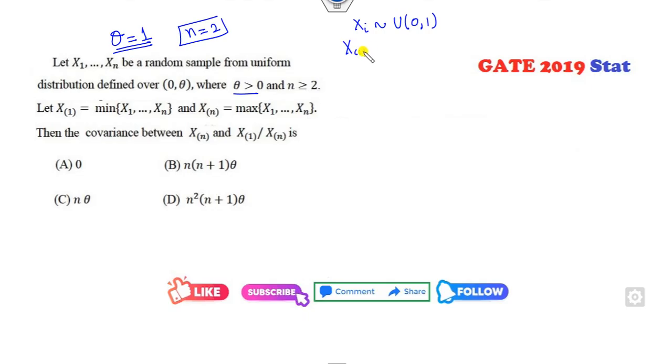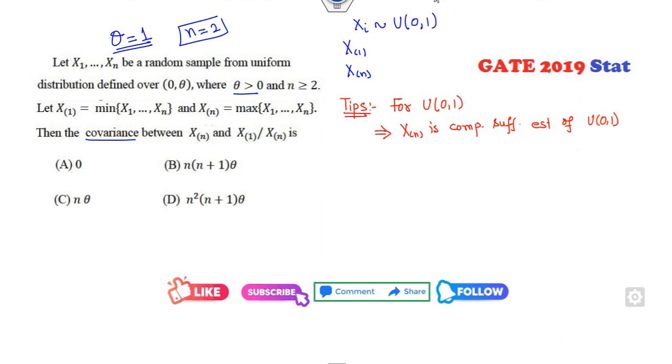x1 is my minimum, xn is my maximum. Then find the covariance between them. First tip for you: we all know when you have a uniform distribution on (0, 1), then xn is my complete sufficient statistic for the parameter.